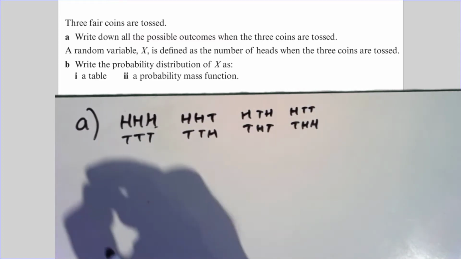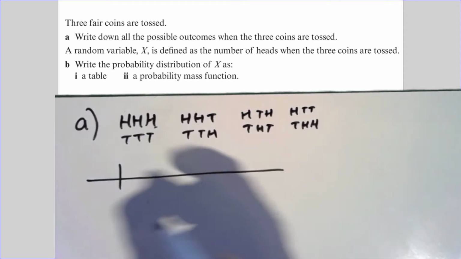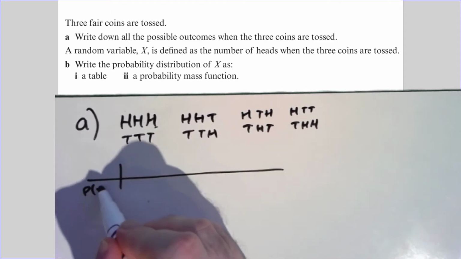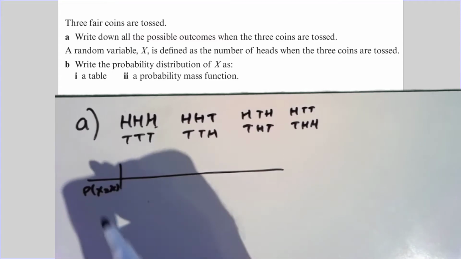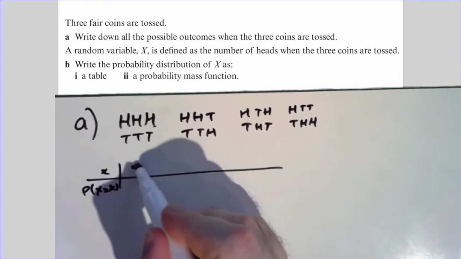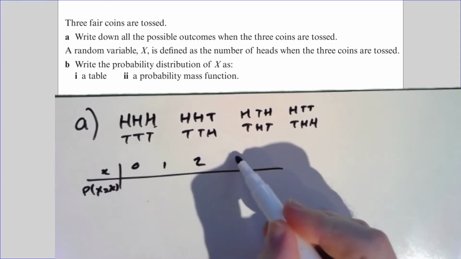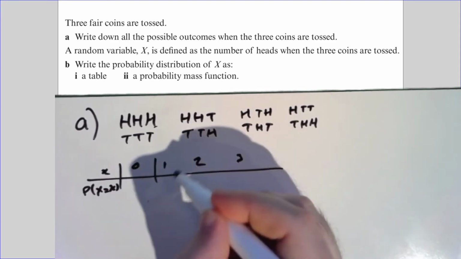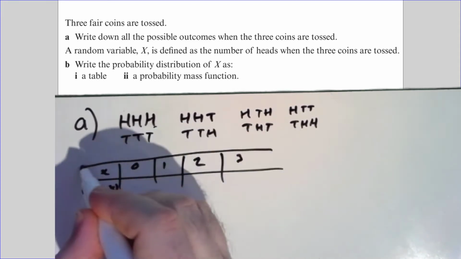So write down the probability as a table. So our probability distribution, a table. We're going to have probability x equals our little x here, and our options for little x here. And I'll fill out the rest of the table after we're done. So options for x, we could have no heads in this case, 1, 2, or 3 heads. So I'm now going to make this into a table.